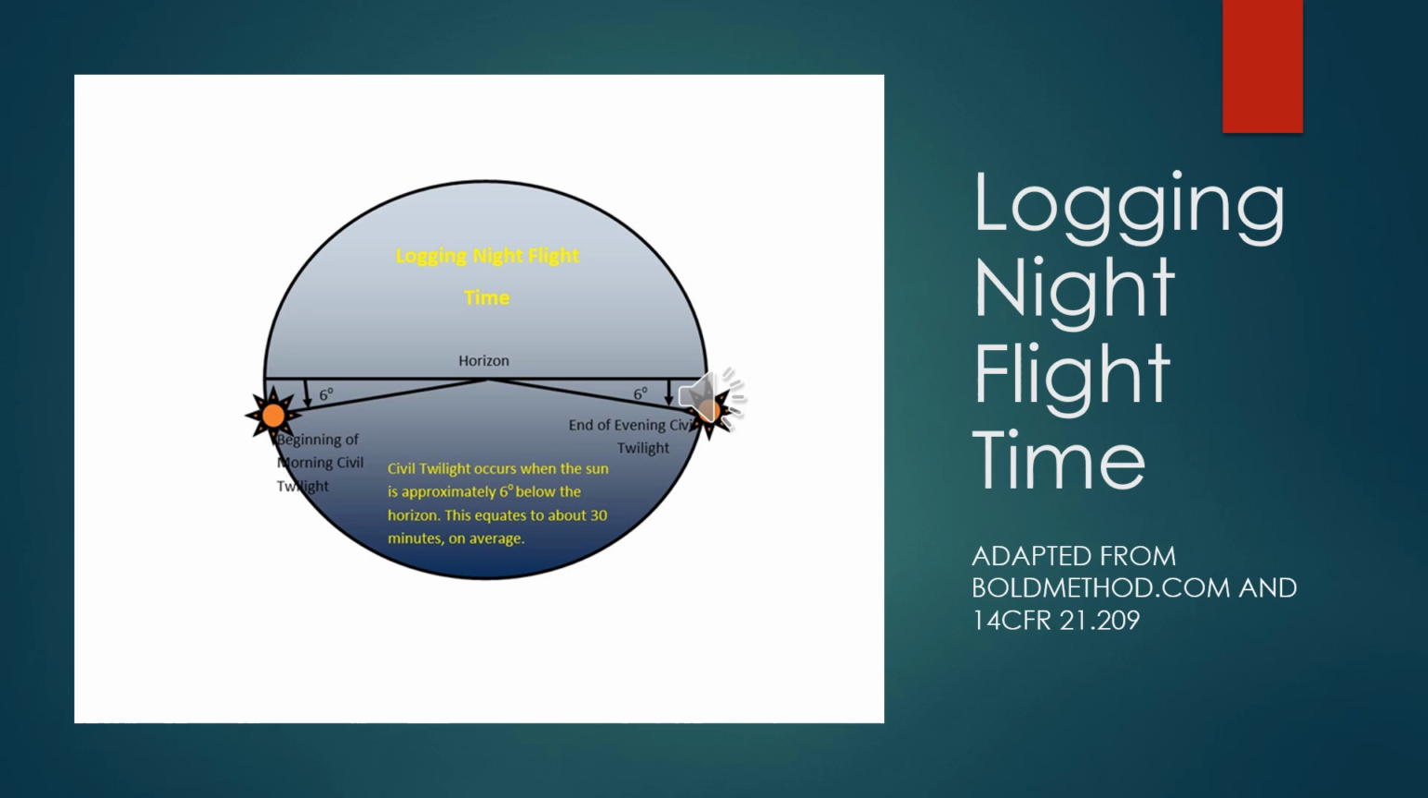So the beginning of morning civil twilight will occur at about 6 degrees below the horizon, all the way to the end of evening civil twilight, which is also 6 degrees, so about 30 minutes after actual sunset. Morning, figure about half an hour before sunrise. So think of it that way. It's before and after sunrise and sunset. But again, I'm the type of person who had to know exactly the degrees, so I went and looked it up.